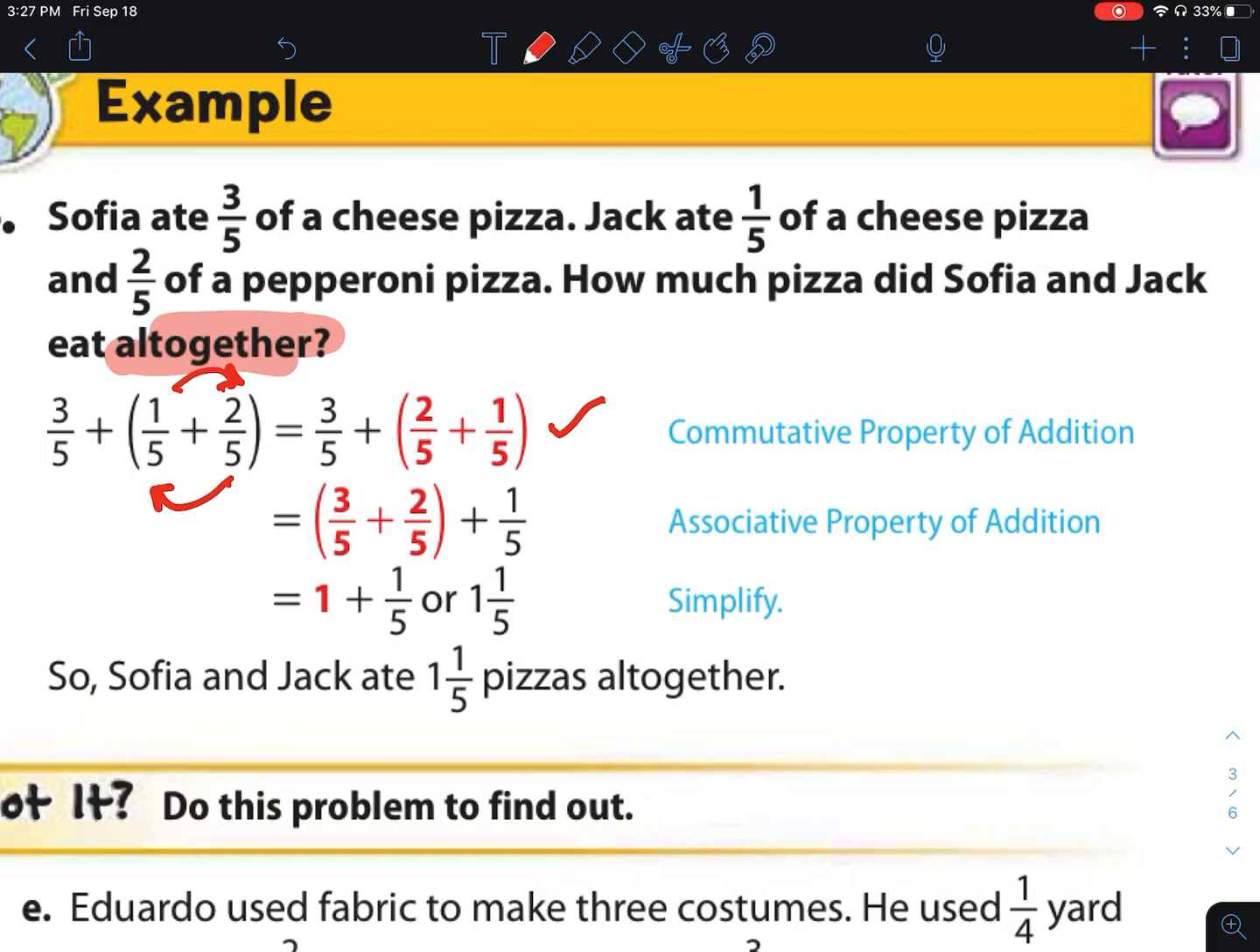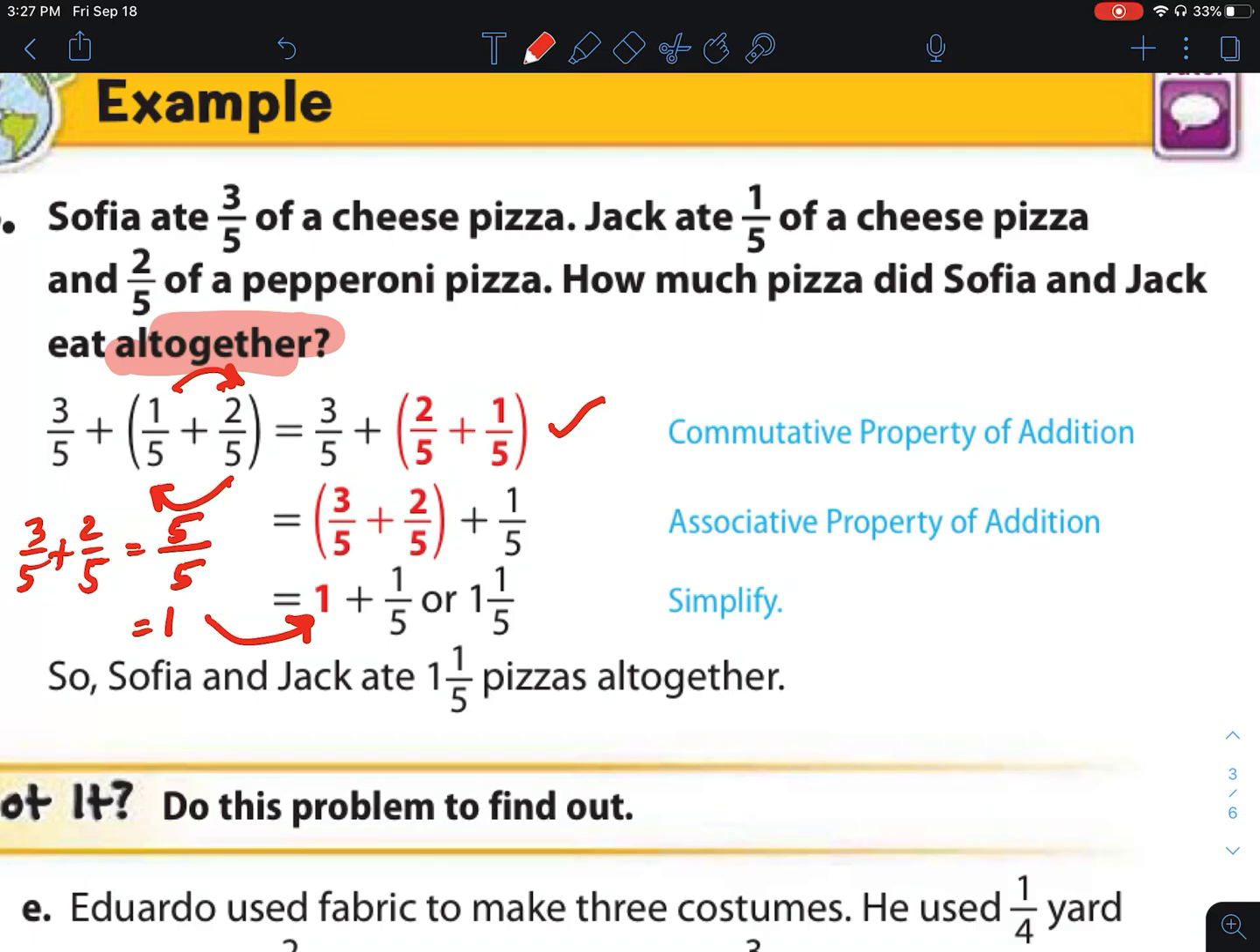Using the associative property, we simply group 3/5 and 2/5 together right here. And the reason we do that is because we know that 3/5 plus 2/5 is easy to add. Since they are like fractions, we keep the denominator the same. 3 plus 2 is 5. So we know that 5 over 5 is also equal to 1, which is there.